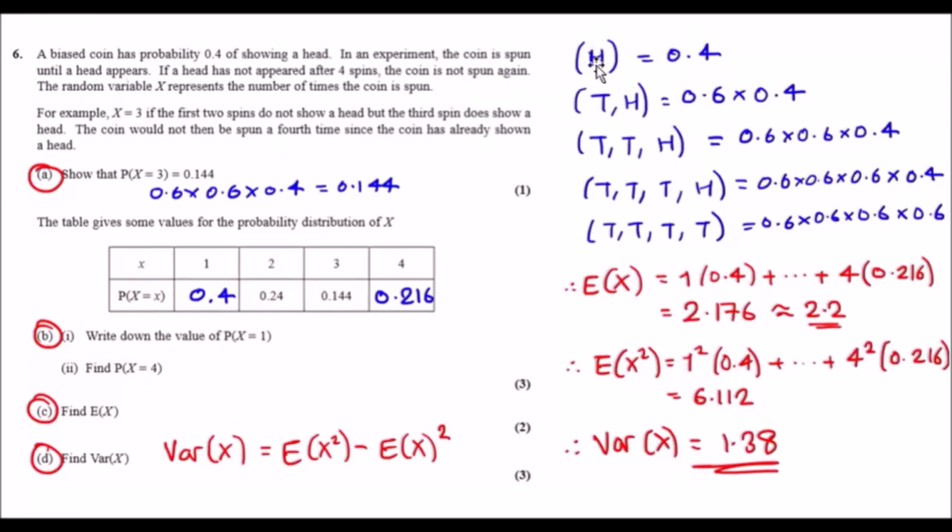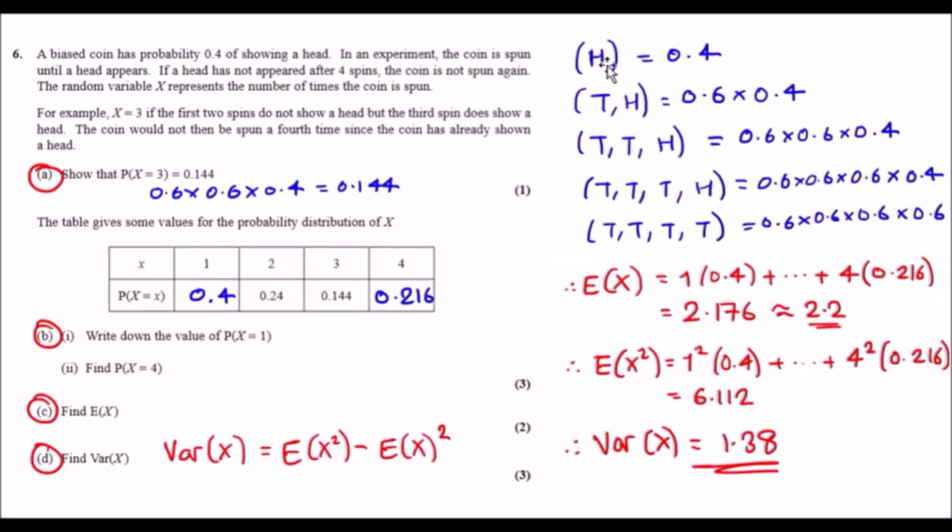So what I did here, I did a chain of possible outcomes. For example, if you spun a coin and you got a head already, you're done. You don't spin anymore. So it'll just be the probability of head, which is 0.4. If you spun a coin twice, and the first one was tails and then the second one's head, you stop there. So that'll be 2 spins and then there'll be 0.6 times 0.4 probability. And you keep on going.